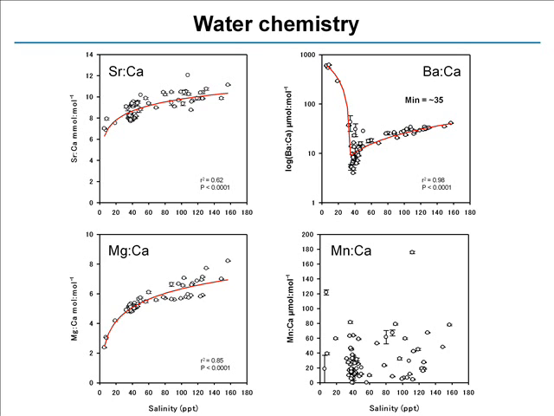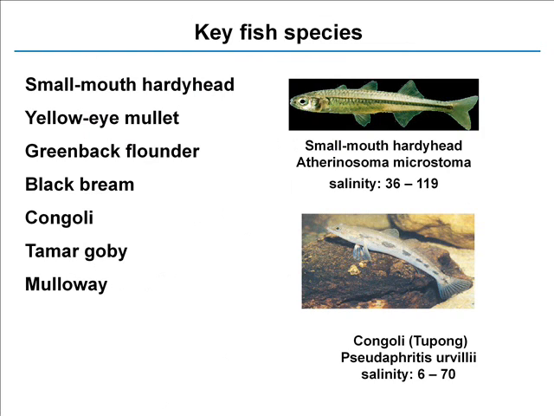So the key species we've focused on are listed over here. I'm going to focus on the smallmouth hardyhead, a small atherinid fish that occurs through a huge salinity gradient. It does occur down to freshwater conditions, but it's pretty much the only species of fish we find in the hypersaline reaches of the Coorong. And I'm also going to focus on the Congoli, which is typically viewed as a diadromous fish. So the idea is that it needs to move between the freshwater and the marine waters for breeding, and we can in fact find that over a wide salinity range.